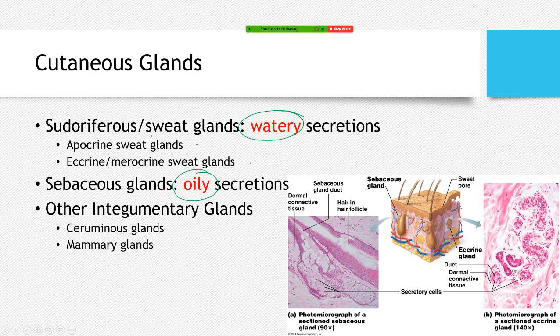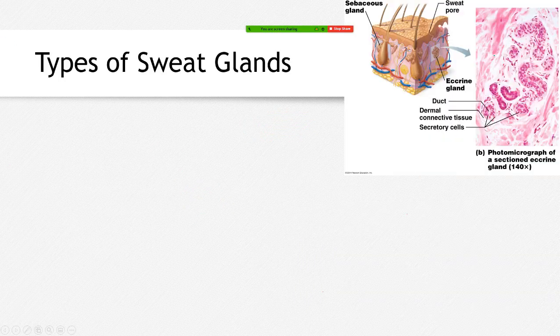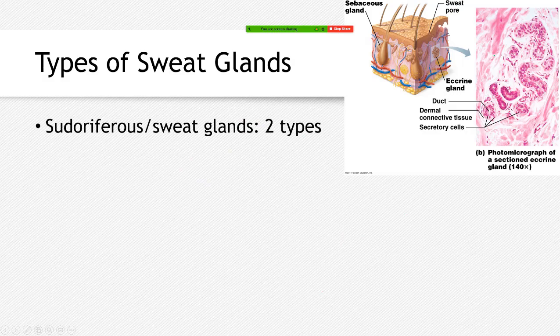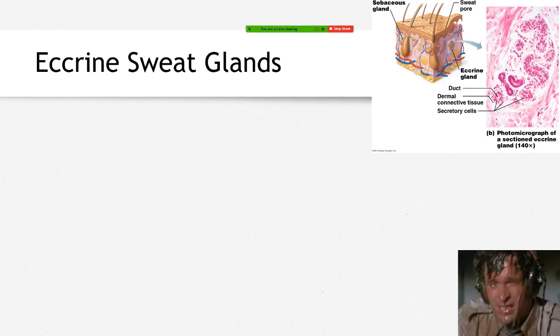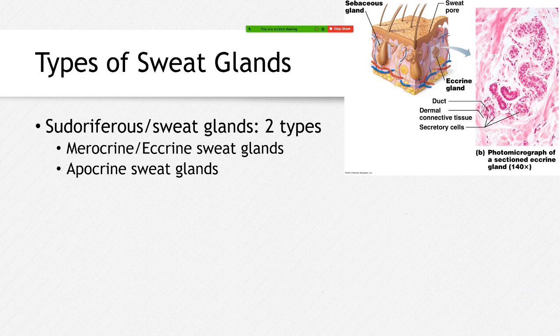Anyways, so we will be looking at these different types of glands next. Okay, so two types of sweat glands here. We have the merocrine glands and the apocrine glands. Okay. The merocrine are also known as the eccrine glands, so I'll be using them interchangeably. And these glands are the typical sweat glands that we think about. Okay. So merocrine and apocrine.